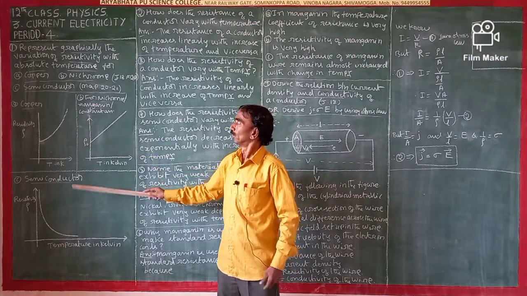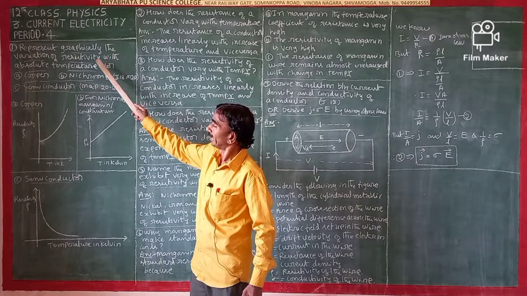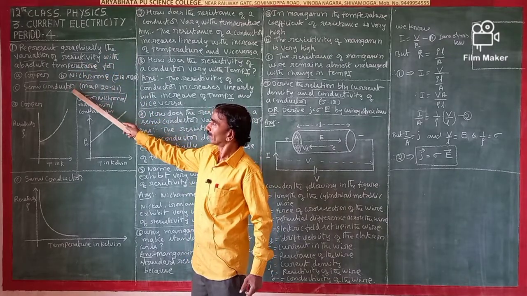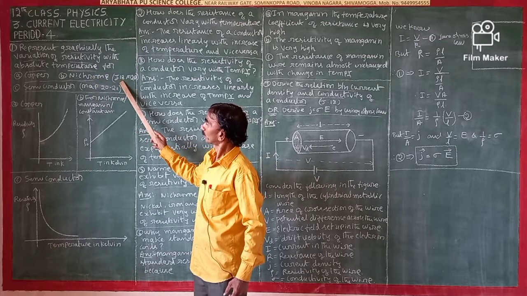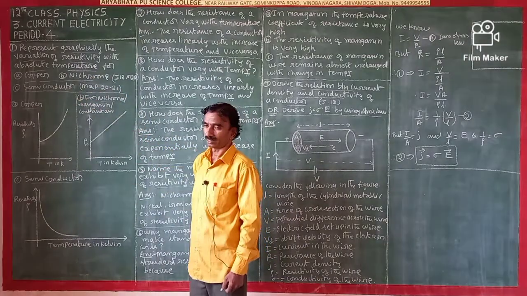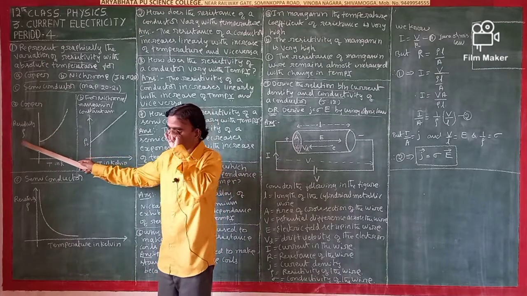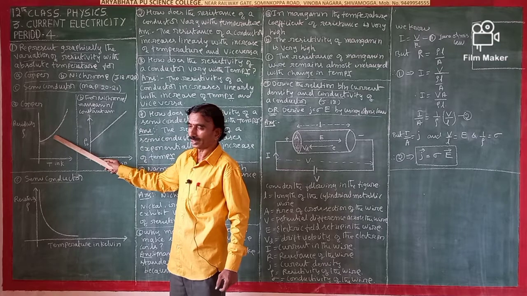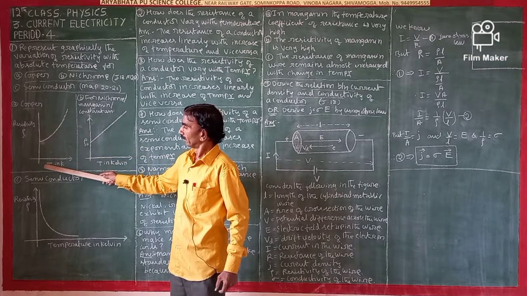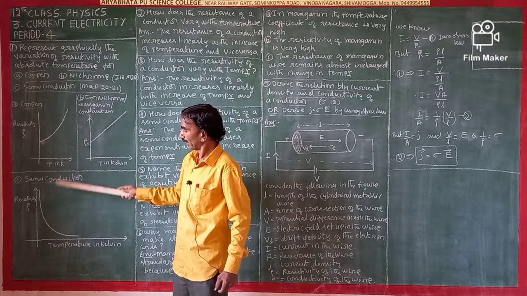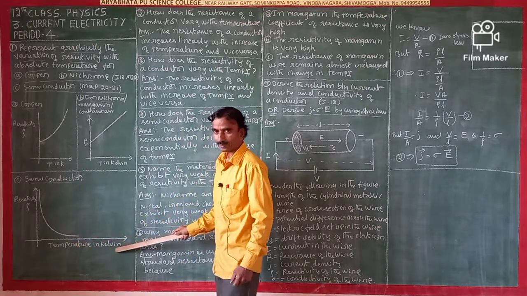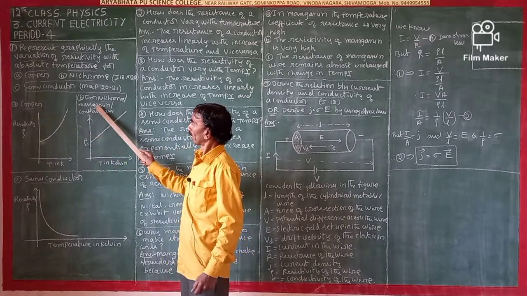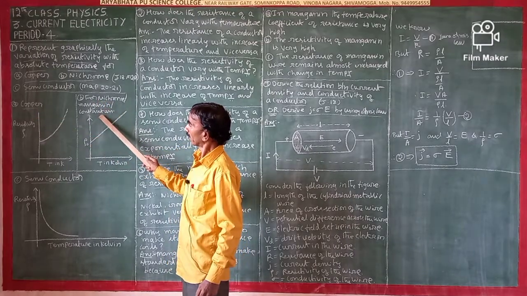Represent graphically the variation of resistivity with absolute temperature for copper, nichrome and semiconductor. You see, for copper wire the resistivity is a curved line. We have to represent this: T in K means temperature in Kelvin, I have written here, and this is resistivity, that is rho. And for nichrome or manganese it is constant.